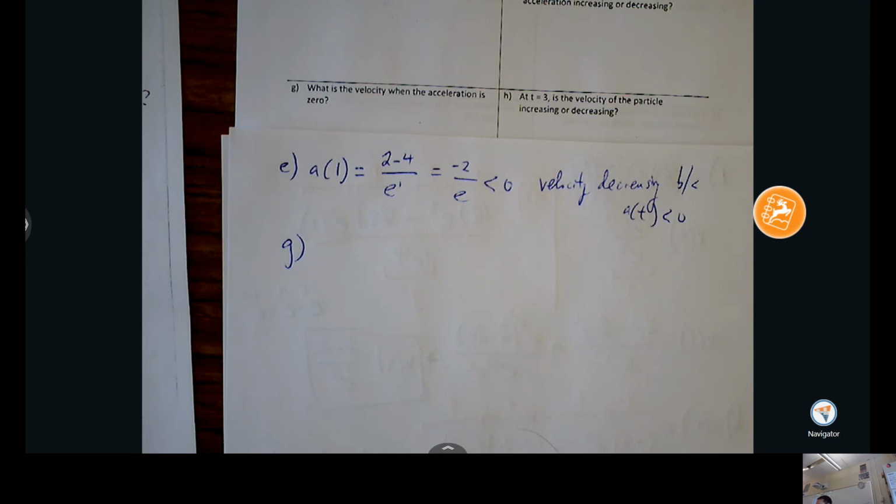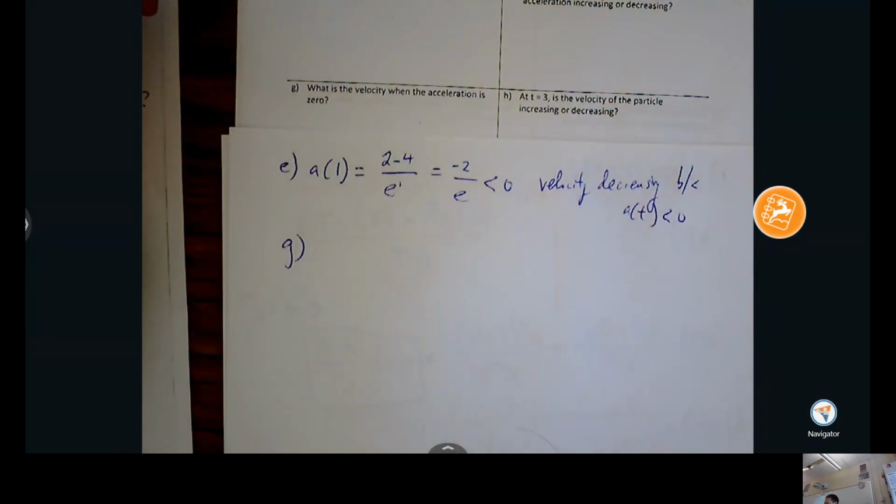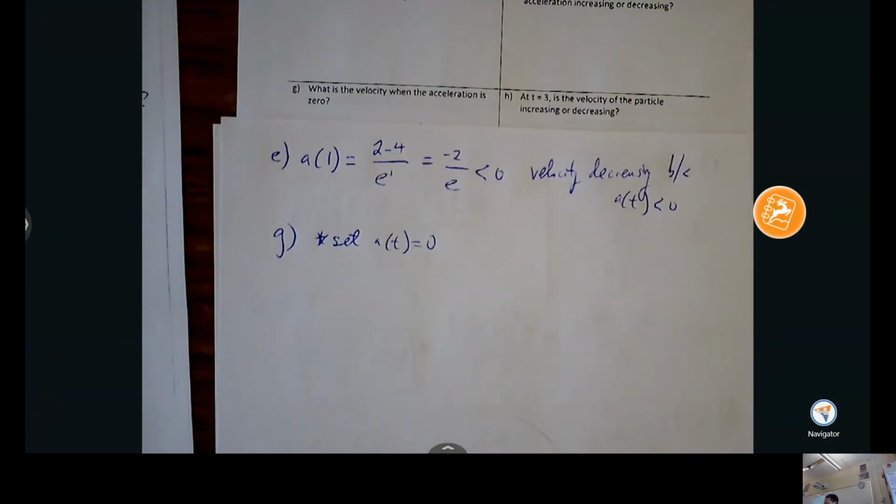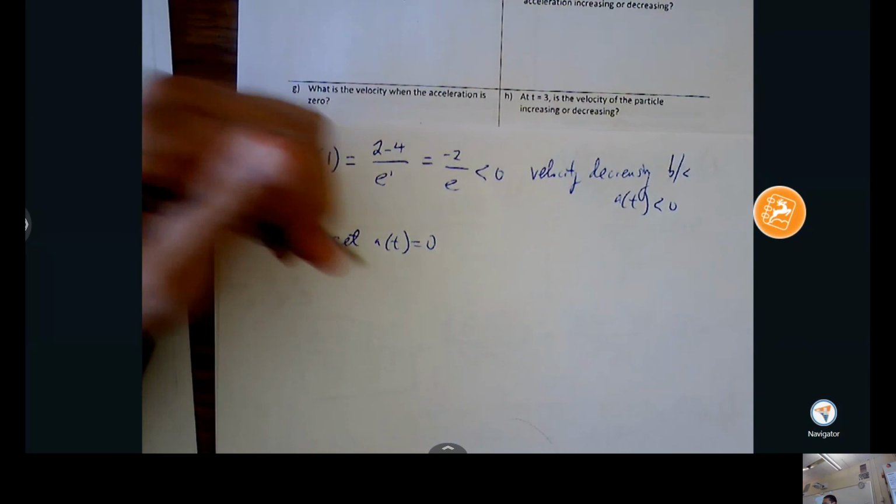You do acceleration equals 0. Okay. You solve for time. Solve for time. And then you plug the time into the velocity. There we go. Yeah, good. 2-step process. Good. First step, set acceleration equal to 0.